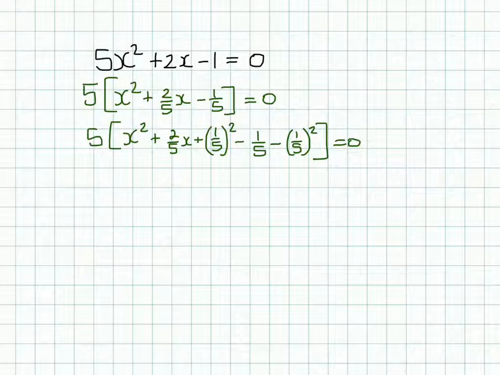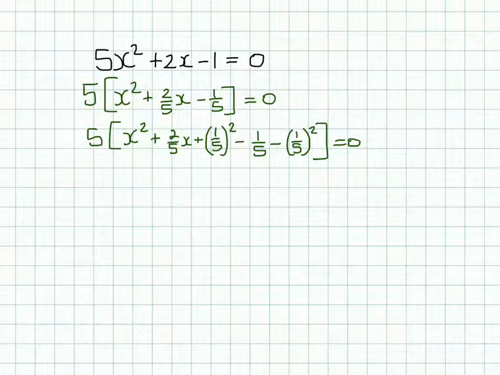Okay, so I've gone ahead and done the next step. So the coefficient of x is 2/5. So we find half of it, which is 1/5. And then we square it. And the same thing that we've introduced here, we subtract it back out from the end there.